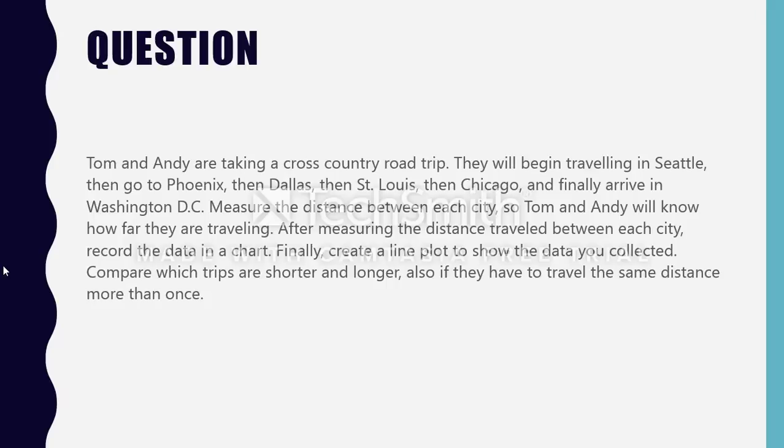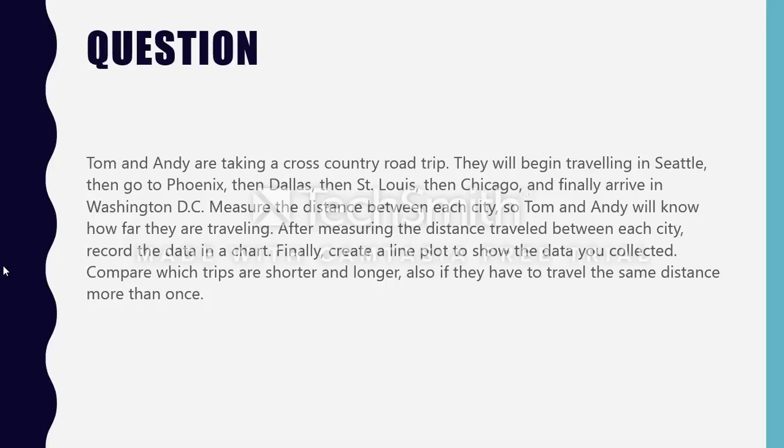We're going to measure the distance between each city so Tom and Andy will know how far they are traveling. After measuring the distance traveled between each city, we will record the data in our chart. And we will also finally create a line plot to show the data that we collected. And we will compare and contrast each trip, which one took shorter, which one was longer, and if they have to travel the same distance more than once.